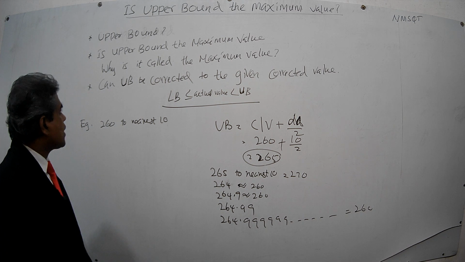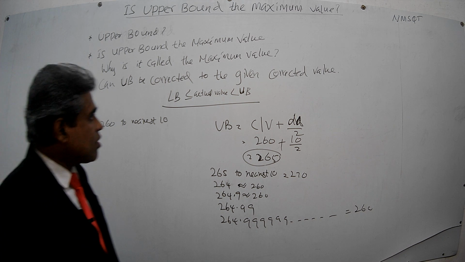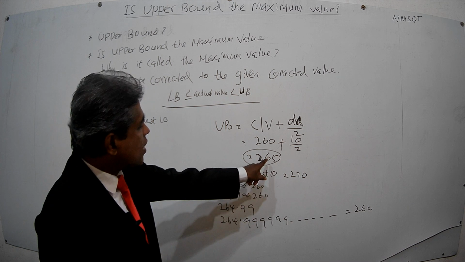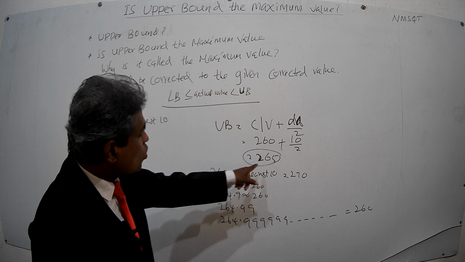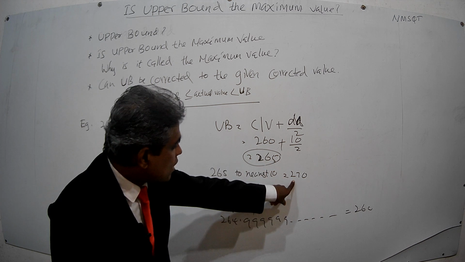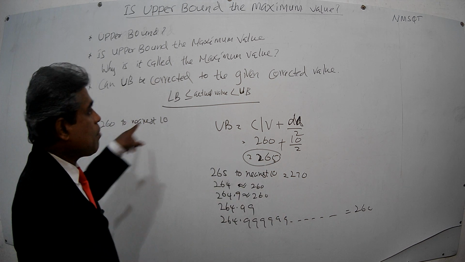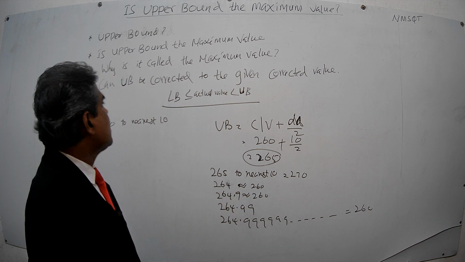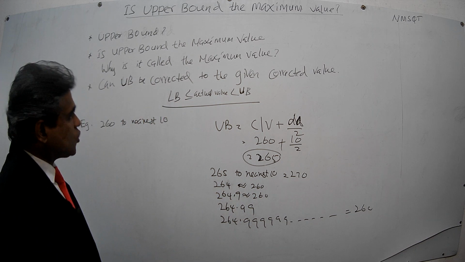Then can the upper bound be corrected to the given corrected value? Yes, we check the upper bound. If you correct the upper bound to the given degree of accuracy, it was 270, not 260. Therefore, definitely the upper bound cannot be corrected to the given corrected value. Right. So all three questions have been answered.